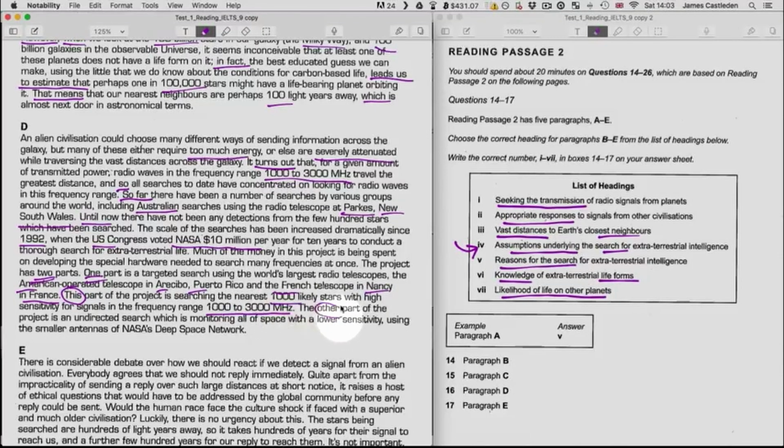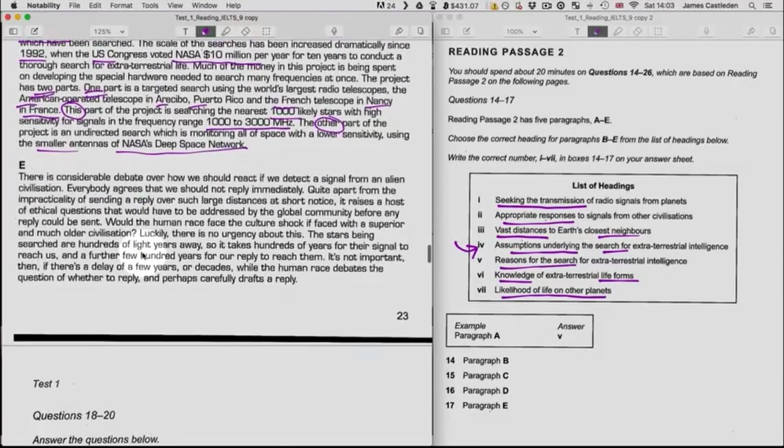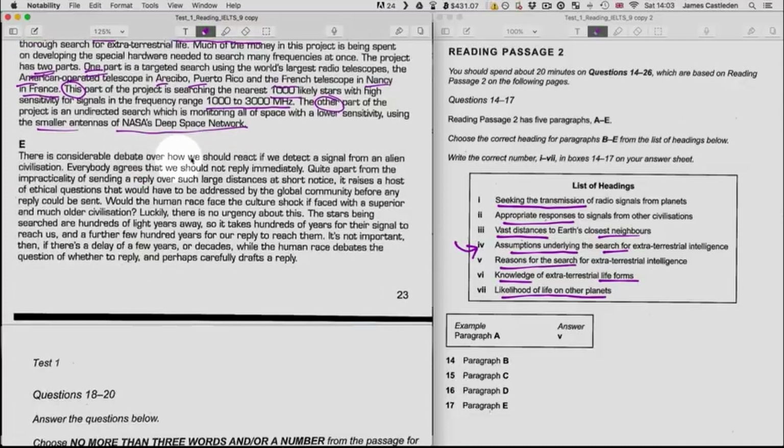The other part is small antennas of massive deep space network. Okay, now we got over here. There is considerable debate over how we should react if we detect a signal from an alien civilization. So there's debate. What do we do? Everybody agrees that's a type of phrase that would be useful.